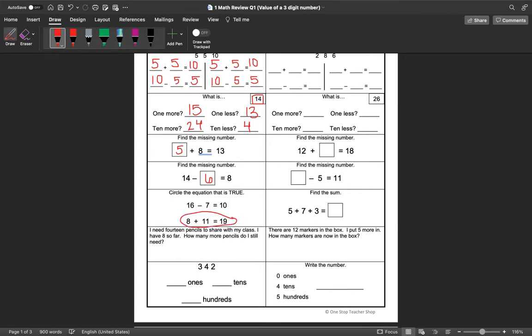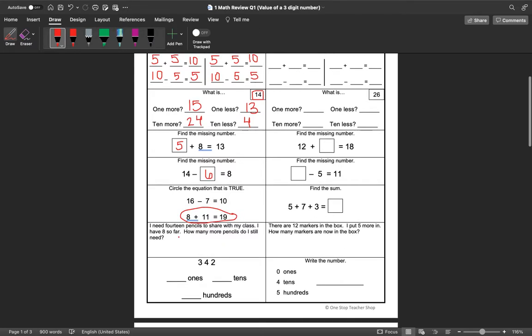All right, this next one, we're going to look at the word problems. The word problem, I need 14 pencils. So I'm going to underline 14 pencils because that is an important part of this word problem to share with my class. I have 8 so far. How many more pencils do I still need? All right, it wants to know how many more I still need.